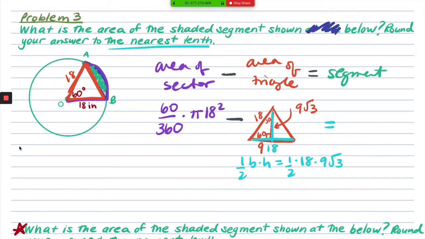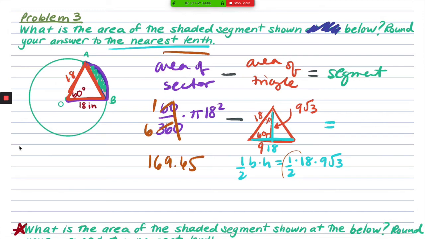We can do this with a calculator because we do 18 squared, but I do like to just cancel this. We know that this goes in 6 times. So this is 1/6 of the circle. And then let's even just do pi times 18 squared divided by 6. So this is going to be 169.65. I'm going to do to the hundredths just to make sure my rounding to the nearest tenth is more accurate, but you don't have to do that. You can just keep it tenths.